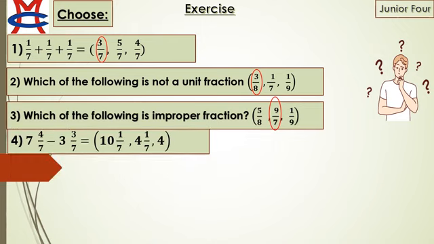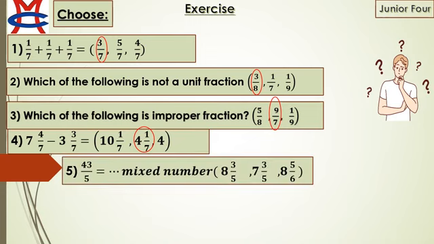Number 4, 7 and 4/7 minus 3 and 3/7. We want to subtract two mixed numbers. We must have the same denominator. So we have the same denominator 7. Now we can subtract the two mixed numbers. We subtract whole numbers first. 7 minus 3 equals 4. Then we subtract numerators. 4 minus 3 equals 1. And we write the same denominator, which is 7. So the last answer is 4 and 1 over 7. We choose 4 and 1/7.